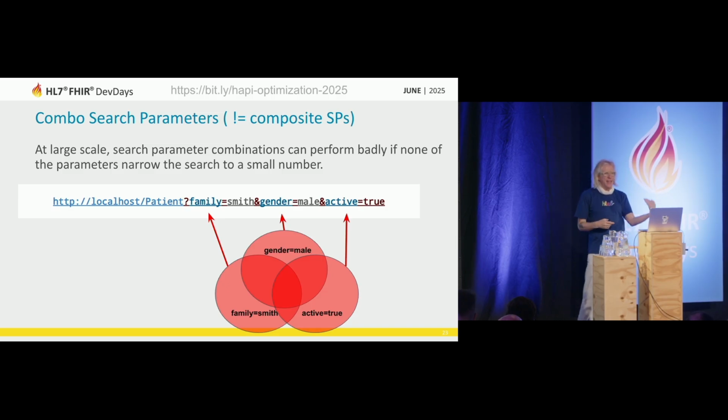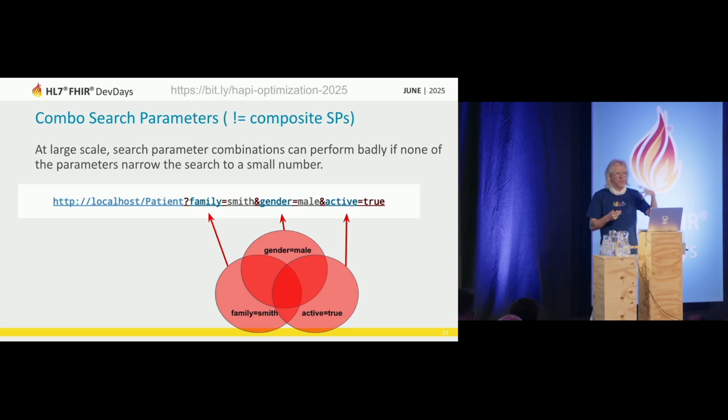Joining on those 3 indexes in the database can be slow. I mean, databases don't love searching for joins with giant pools of rows on a given statement. So we've introduced this concept of combo search parameters that allow you to index the combination of search parameters that you're going to be using frequently.